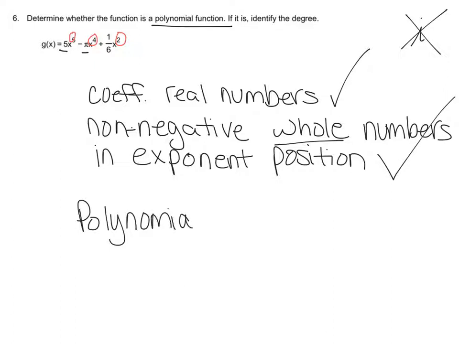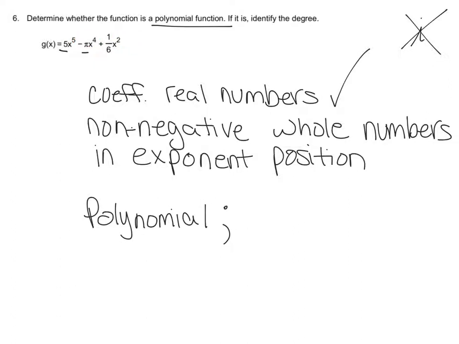And now I want to know what the degree of the polynomial function is. So the degree is the highest exponent, or the largest exponent. So between 5, 4, and 2, the largest value is 5. So the degree of my polynomial is 5.